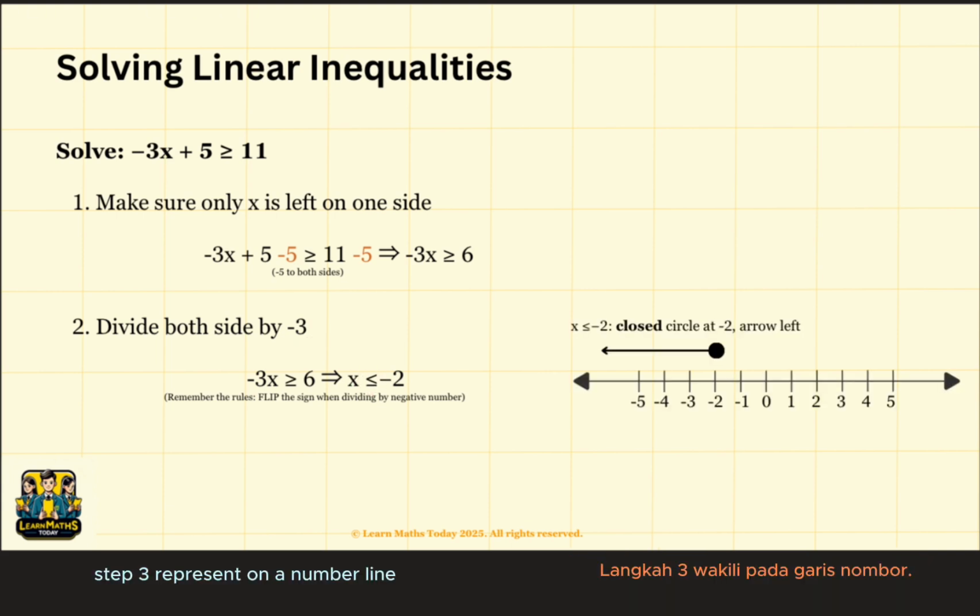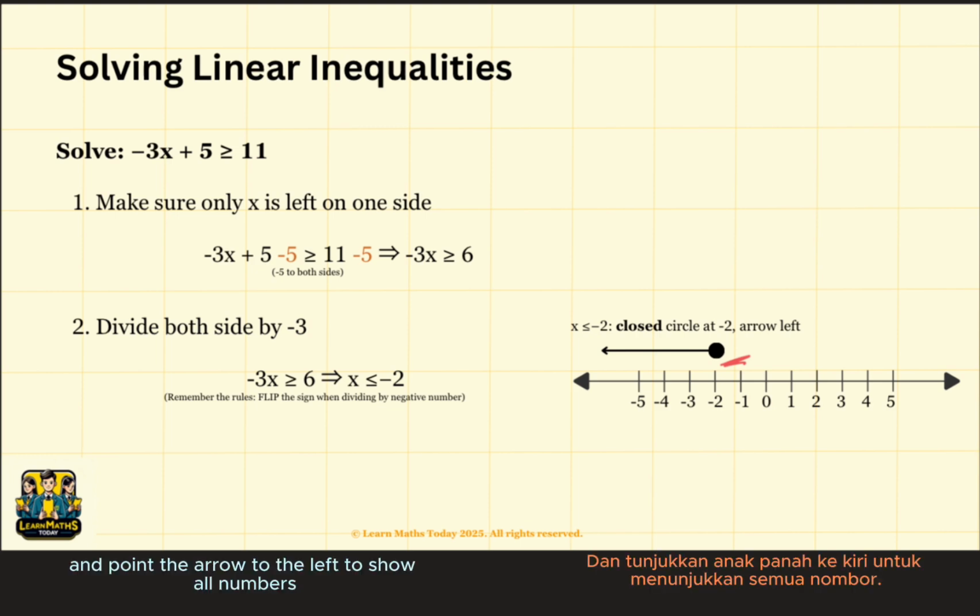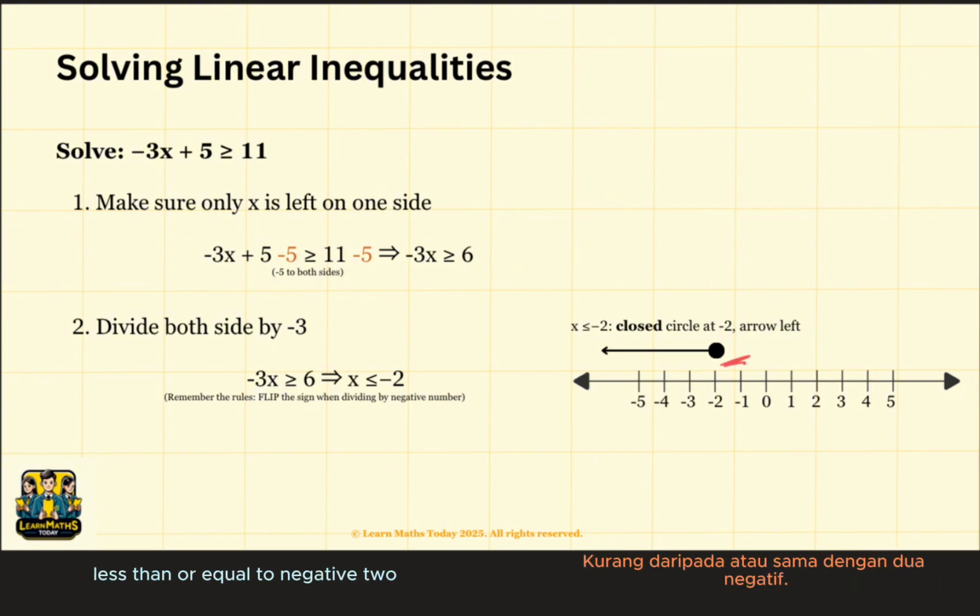Step 3. Represent on a number line. Draw a closed circle at -2 because -2 is included, and point the arrow to the left to show all numbers less than or equal to -2.